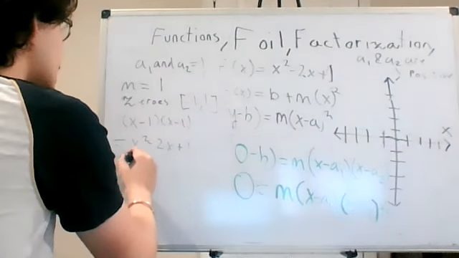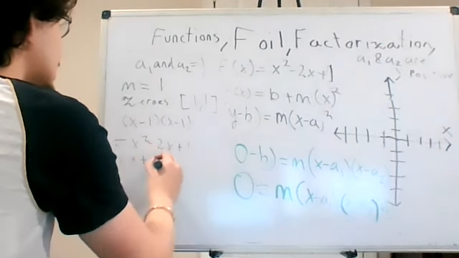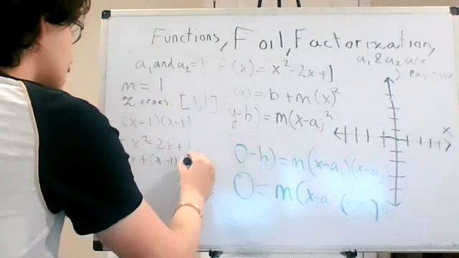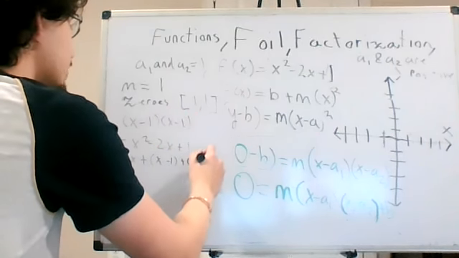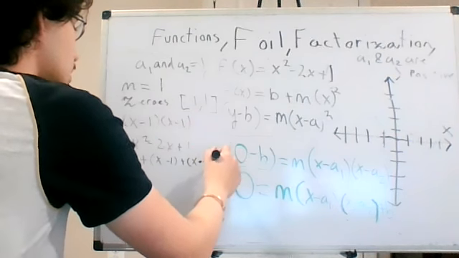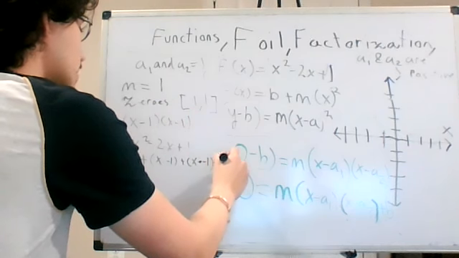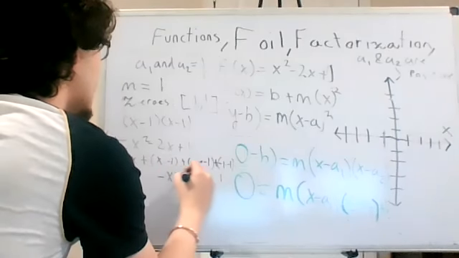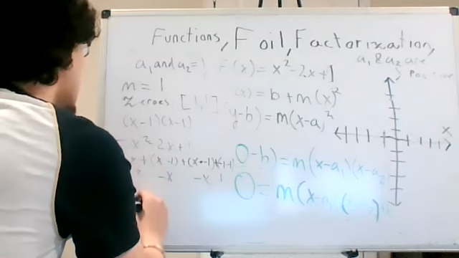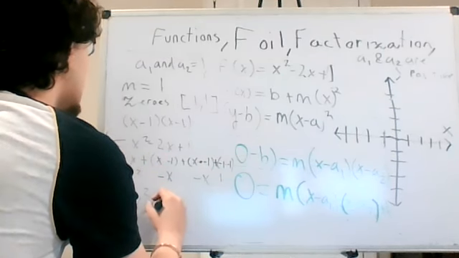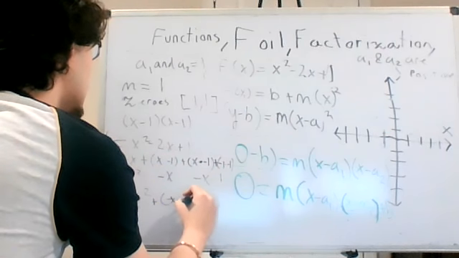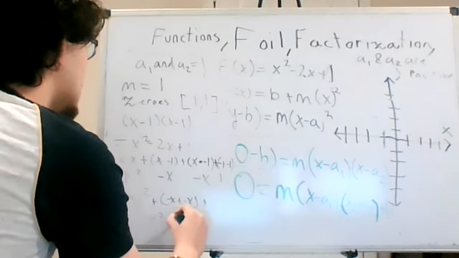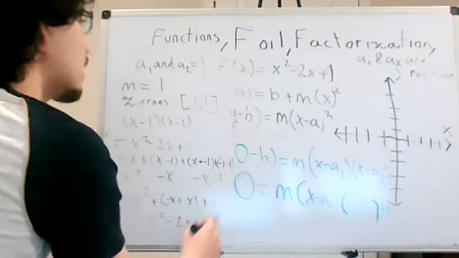Let's check it. So we have x times x plus, let's just say, x times negative 1 plus the other x times negative 1 plus negative 1 times negative 1. So negative 1 times negative 1 comes out to 1. x times negative 1 comes out to be negative x for both times. And x times x is x squared. So x squared plus negative x plus negative x plus 1 comes out to be x squared minus 2x plus 1. So that comes out to be this.